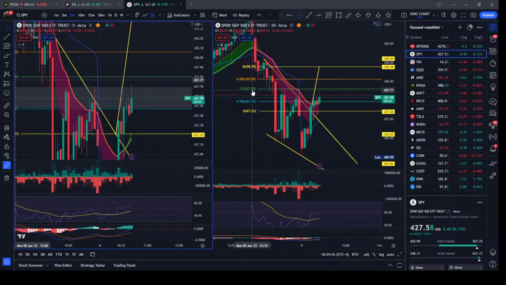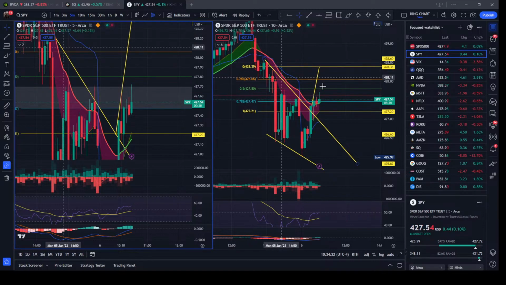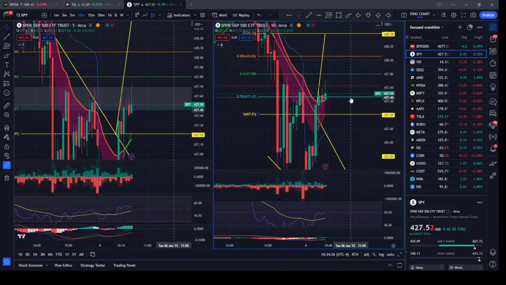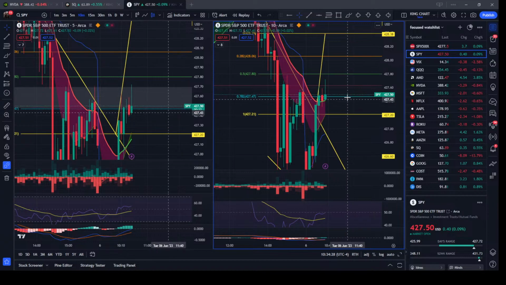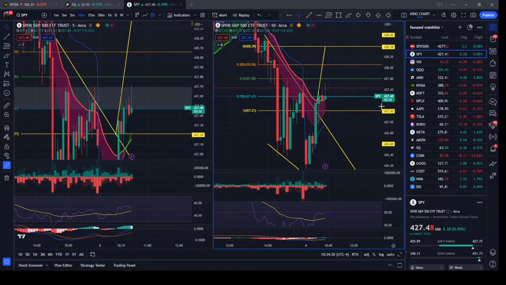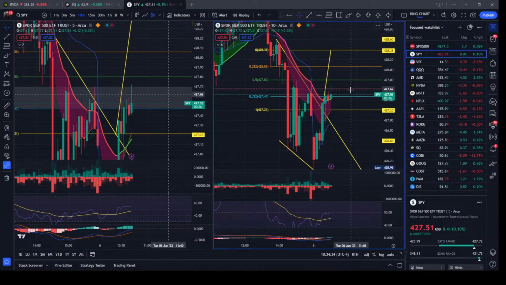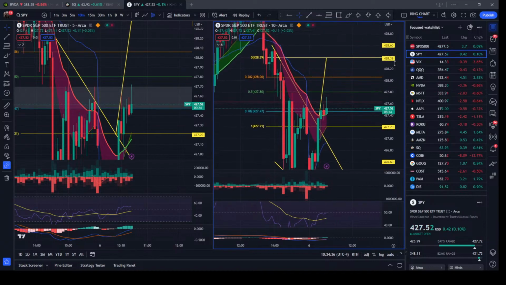Target's going to be 427.80. Next is 428.06. And then 428.39 is your last target. Your stop loss for this play should be 427.47, okay? If we close below that, wait for the candle close, and I think you guys can manage this play just fine.